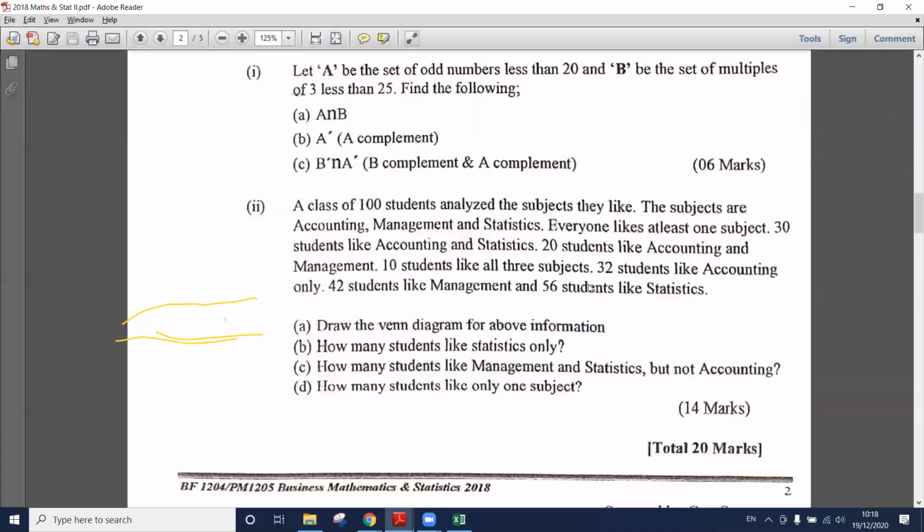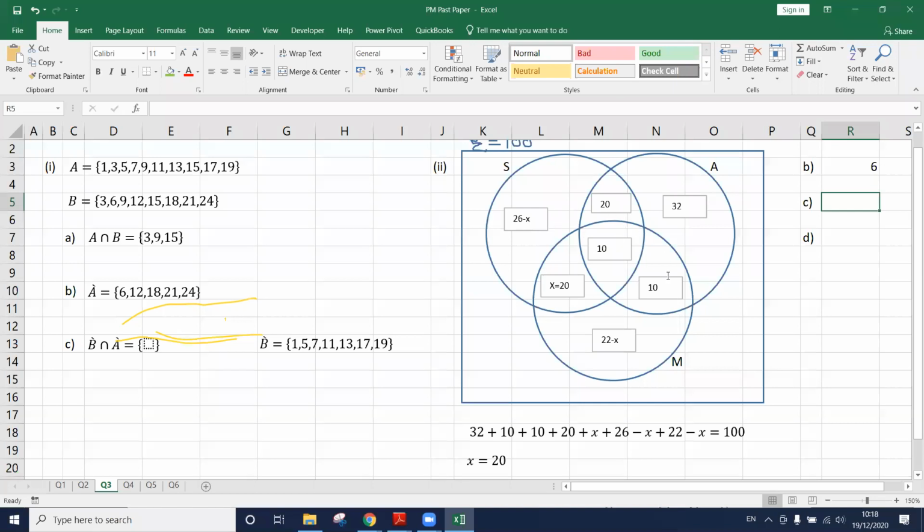Part C. How many students like management and statistics but not accounting? Put another way, management and statistics only. This is the set of management, and this is the set of statistics. Management and statistics would be these two parts, this 10 and this x.